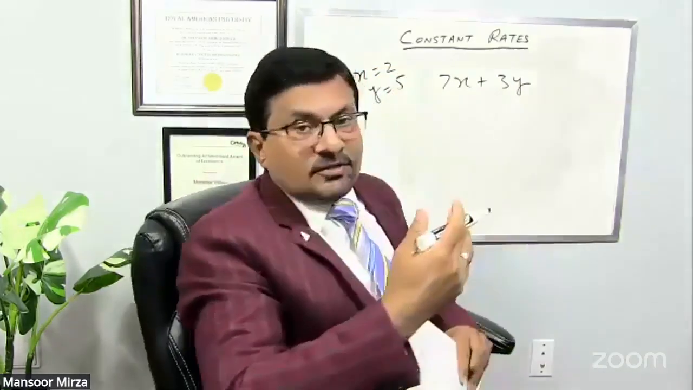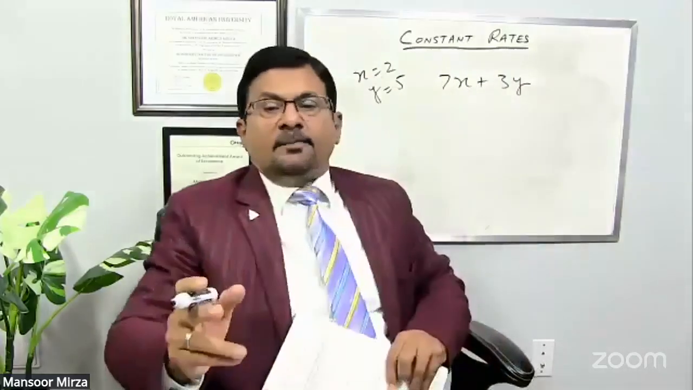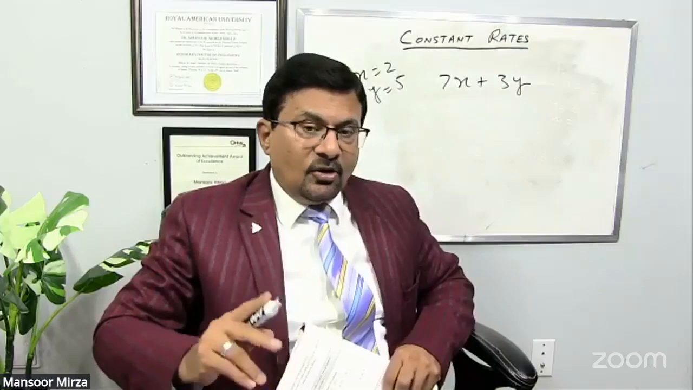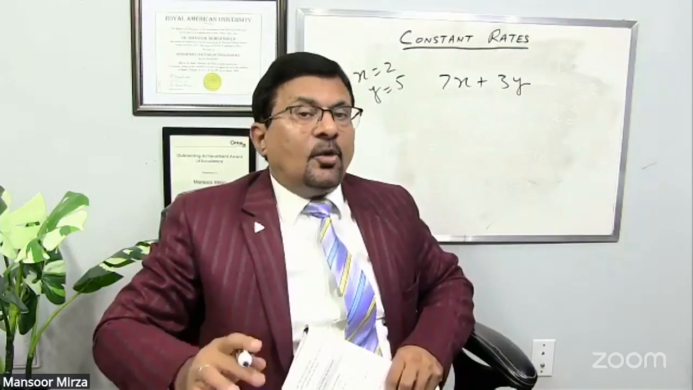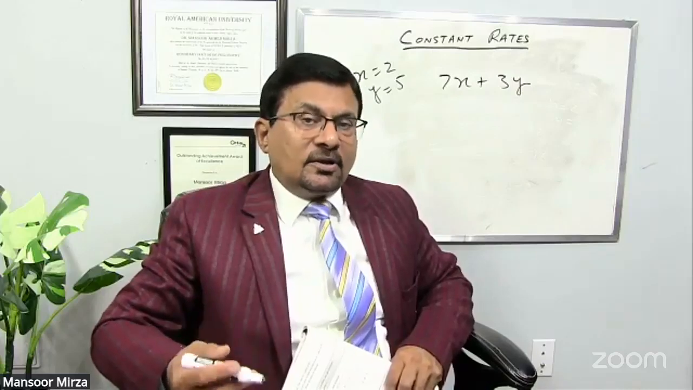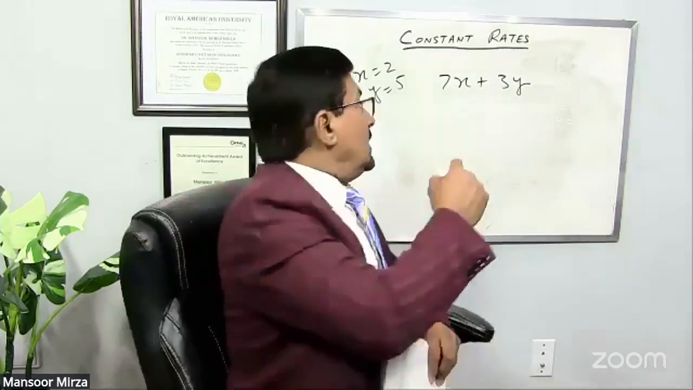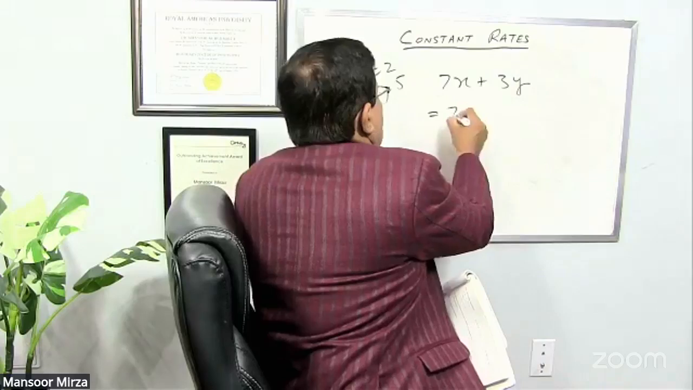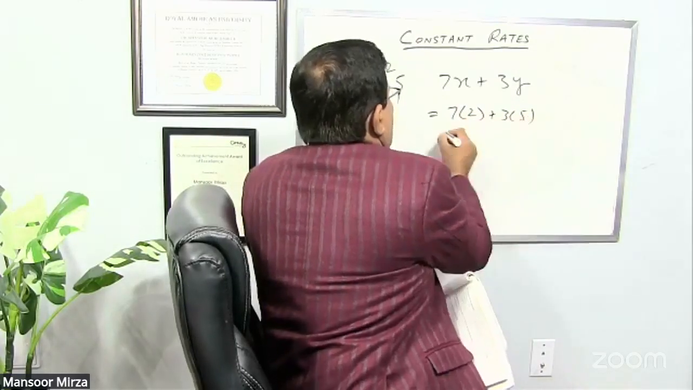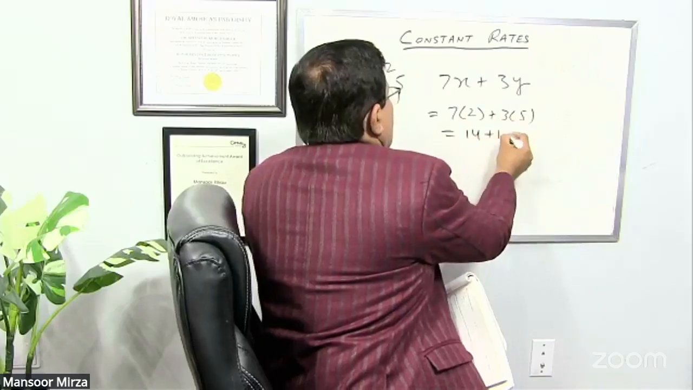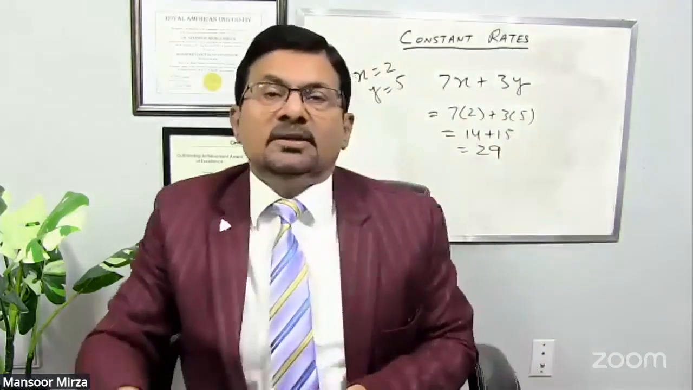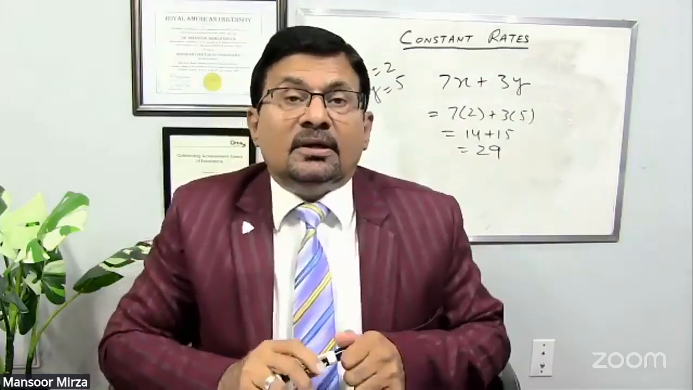In this expression, 7 and 3 are constants. X and y are the variables. This is why the values of x and y are given. Once we replace the values of x and y, we can find the final result of this algebraic expression. So now it will be 7 into 2 plus 3 into 5. So now you will do 14 plus 15. That will give me 29. So this is how any algebraic expression can be solved.